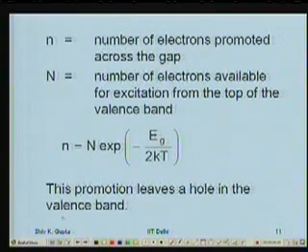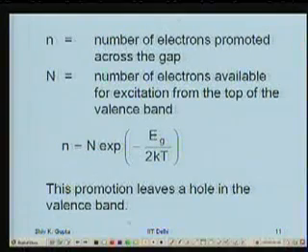So we define small n as the number of electrons promoted across the gap. Capital N is the number of electrons available for excitation from the top of the valence band. Though I know in the valence band, if it is full, I have twice the number of atoms per unit volume as the total number of electrons. But I want to find out what is this n actually, and this promotion in turn leaves an energy level. If some electron from the top of the valence band has gone to the bottom of the conduction band, then the energy level becomes empty.